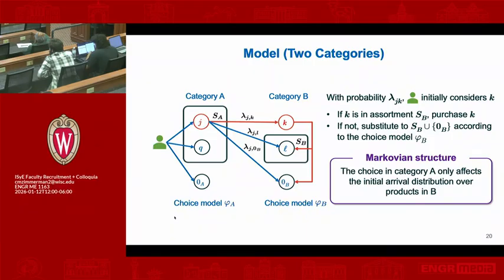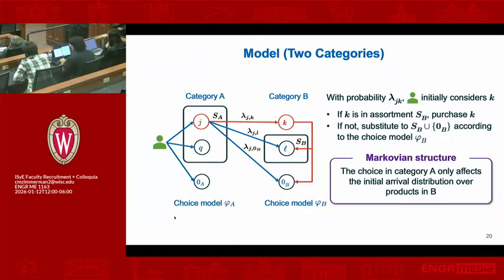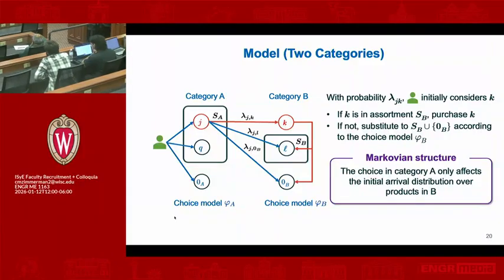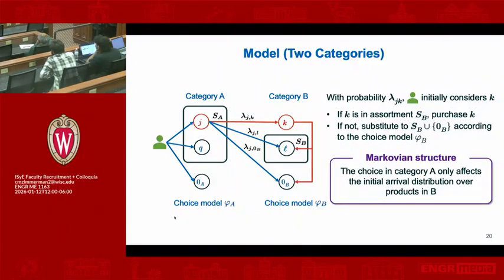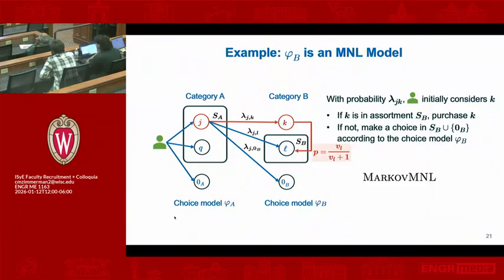We call it Markovian structure, and as we will see, it is really important for the optimization algorithm. I also want to give you a special case to illustrate what I mean by the substitution process. Let's say this phi B is a simple ML model. Then recall that in an ML model, each product has a preference weight V.